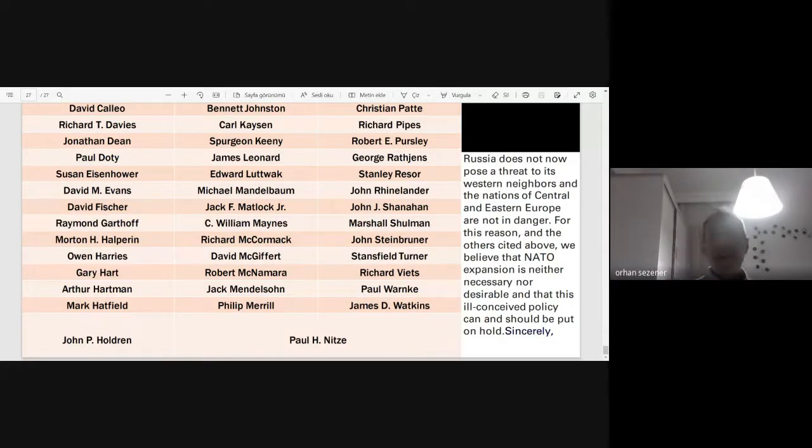This is a little sentence from their letter written in 1997 and delivered to the then President Bill Clinton: Russia does not now pose a threat to its Western neighbors, and the nations of Central and Eastern Europe are not in danger. For this reason, and the others cited above, we believe that NATO expansion is neither necessary nor desirable, and that this ill-conceived policy can and should be put on hold. Sincerely.